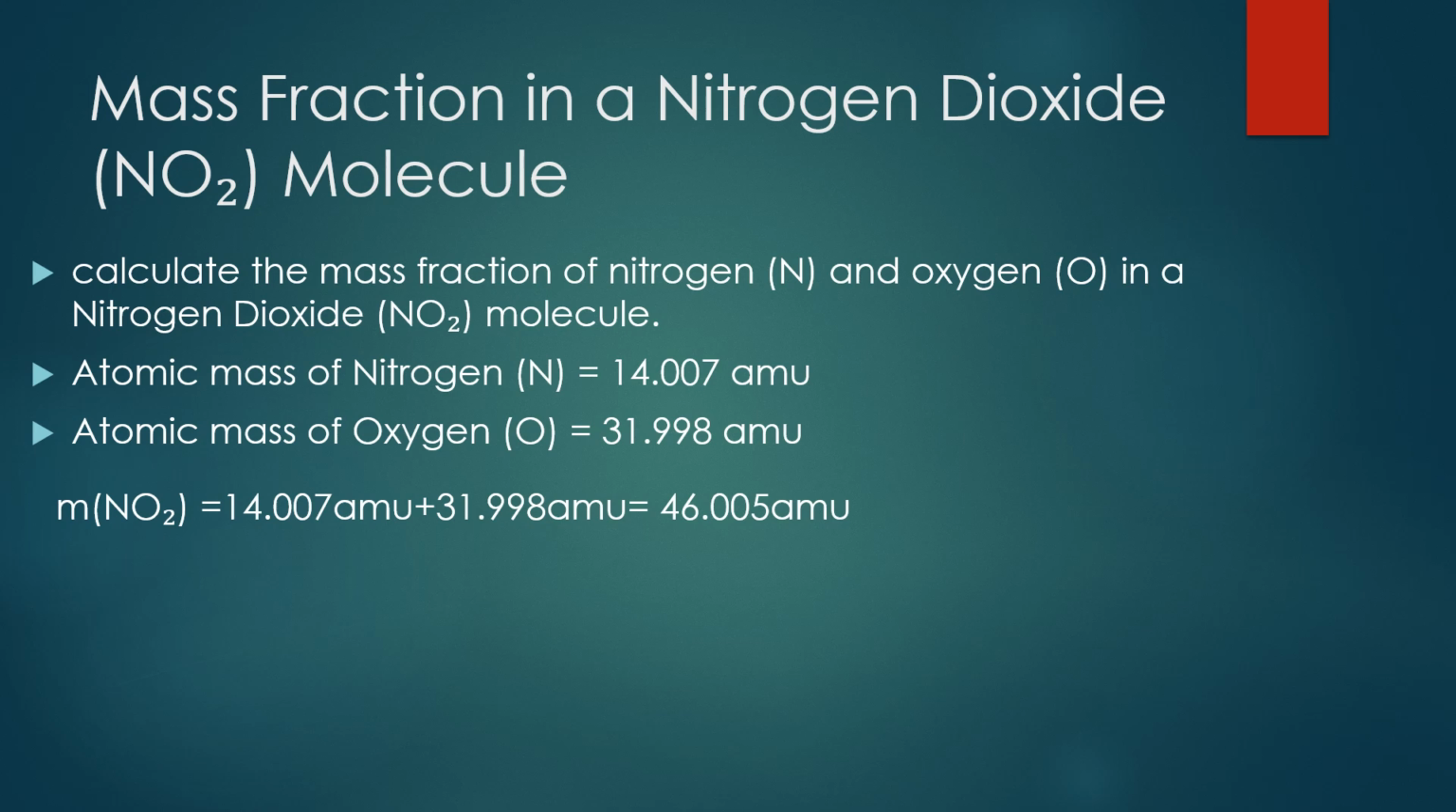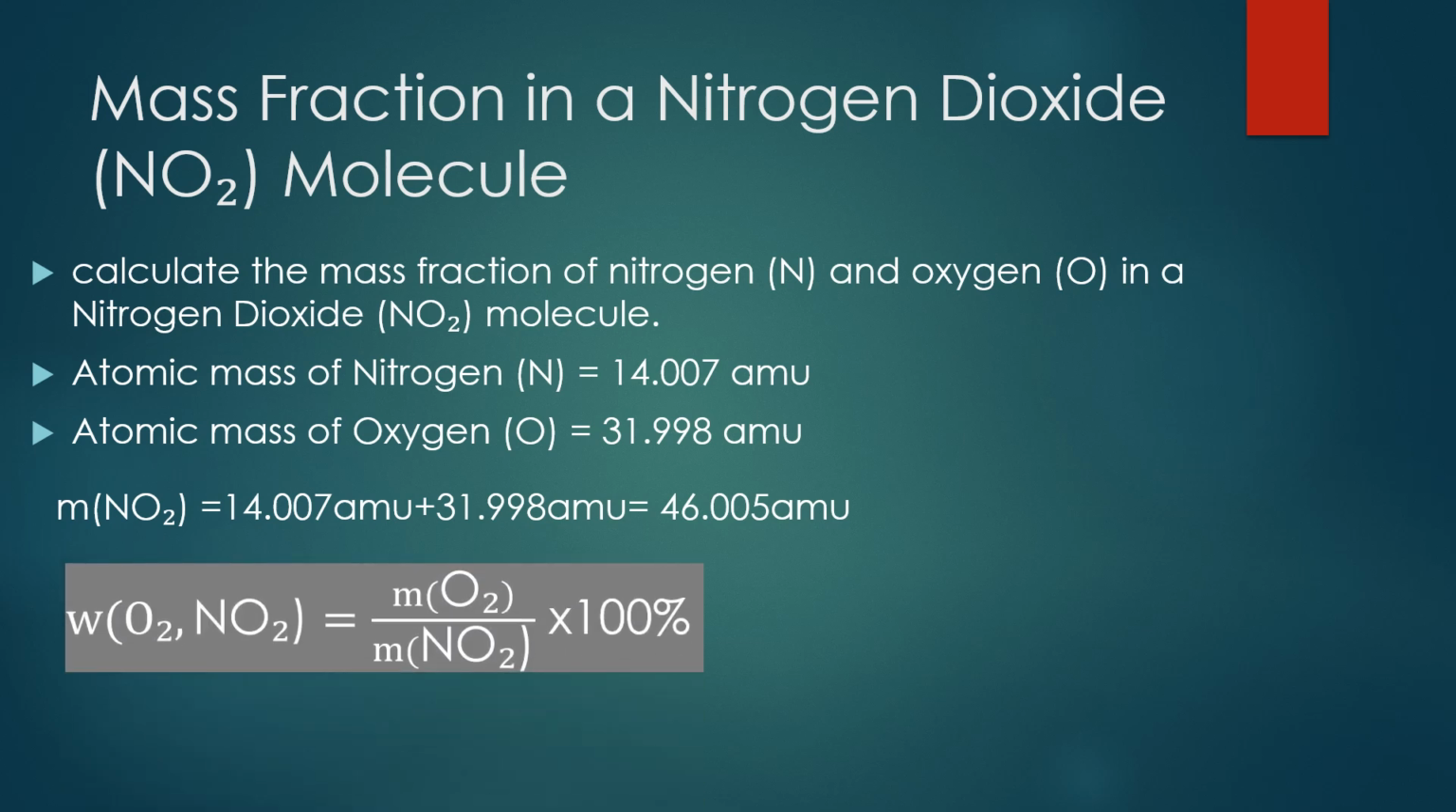How can you calculate that? You have both masses of nitrogen and oxygen, so the mass of the molecule is, when you add them all together, in our case, for nitrogen and oxygen, 46.005 AMU.